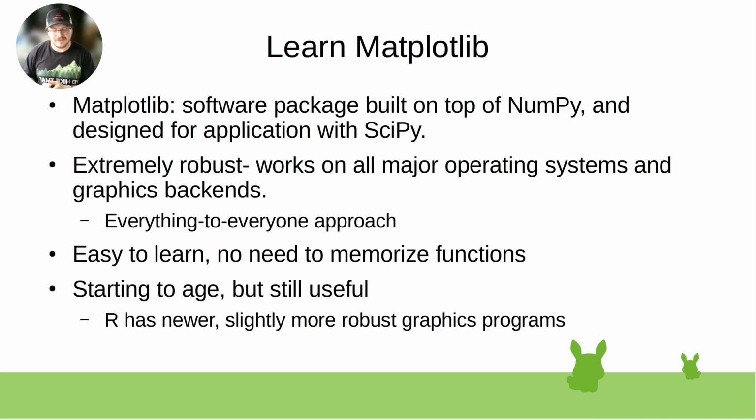And like I said, Matplotlib is starting to age a little bit, but it's still extremely useful. It still gets updated. It's not deprecated. Some people would argue that R, the statistical programming language, has newer, slightly more robust graphics capabilities. I really don't think it's that different. I would say that R's graphing capabilities may be slightly faster computationally, or maybe more efficient computationally is what I'll say. And that's because they have a newer program called ggplot, which is extremely useful, and we can map ggplot to Matplotlib. The functions are very, very similar.